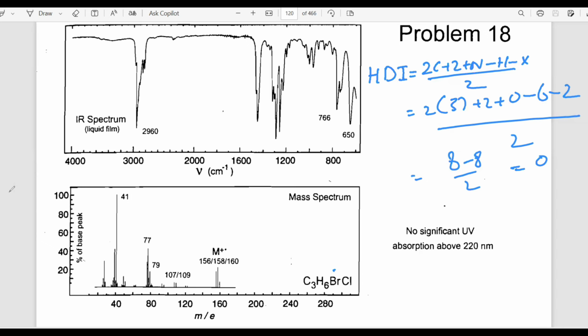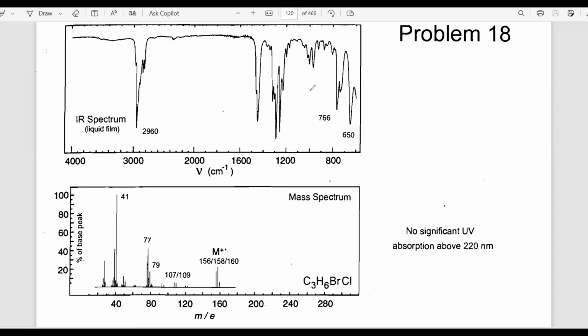If you look at the IR spectrum of this compound, the IR spectrum is telling us that there is only sp3 CH stretch present in this compound. While carbon-bromine and carbon-chlorine signals are also shown in the IR spectrum of this compound. So C-Br stretch and C-Cl stretch are also present.